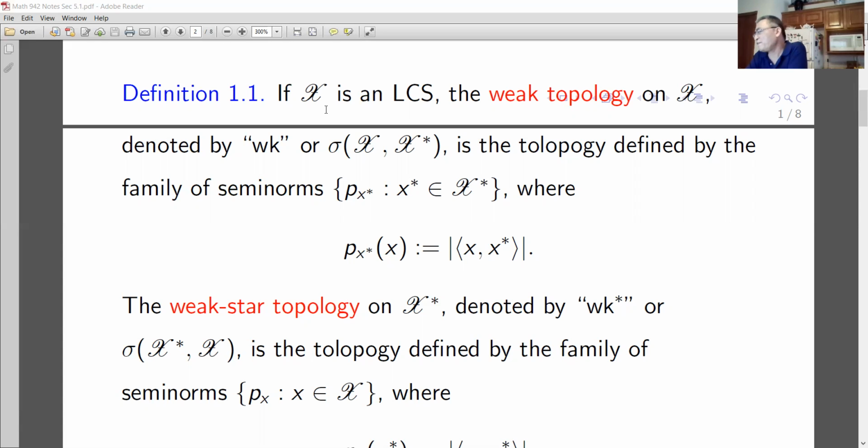p_j, j is from 1 to k. And this basic neighborhood is the set of x such that p_j of x minus x0 is less than epsilon_j. Okay, we don't need the absolute value because a semi-norm is automatically non-negative.